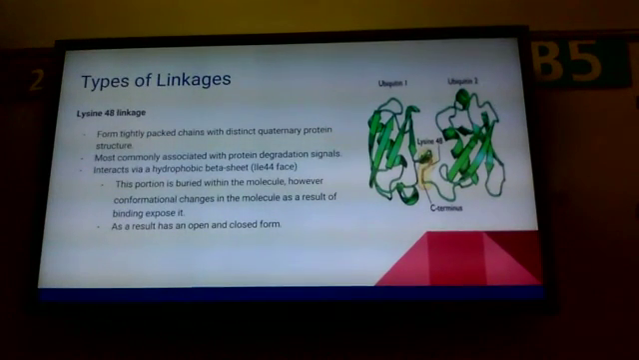The interactions to the isoleucine beta sheet, which is buried when not interacting, are exposed by conformational changes when it's bonding. This results in the open and closed form as discussed in the pincer.